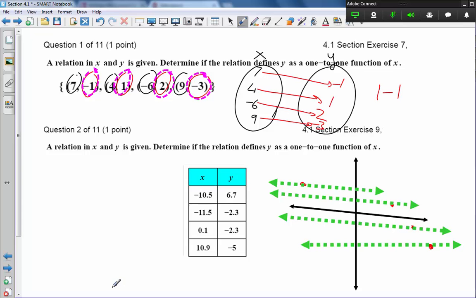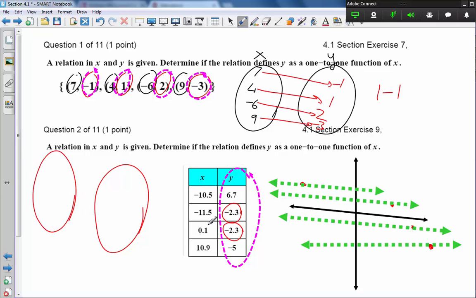Same deal here. Any repetition here? Yes, this time we have a repetition. Look. Two guys are going to the same location. If you want to plot them, -11.5 and 0.1 are both going to the same place, which is -2.3. Okay? So two different values are going to the same one. This is not one to one.